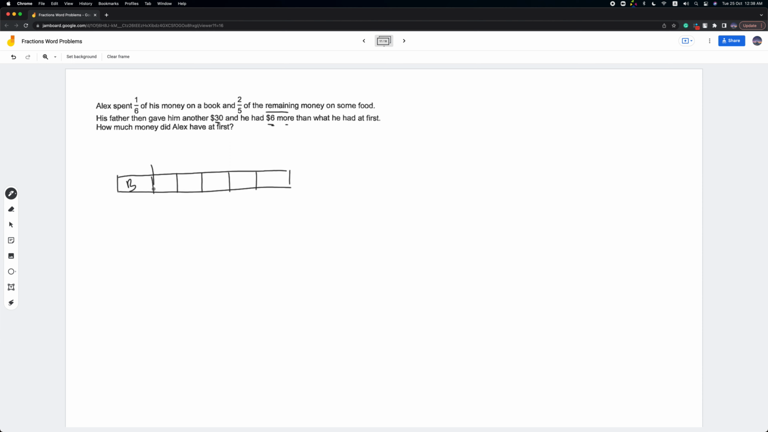Okay, now we can draw a long line and 2/5 of the remainder. Now, we don't need to do anything to the model because we already have 5 parts here. And remember, denominator is the total, and this is talking about the remainder only. And this is the remainder, and remainder is already 5 units. So we are safe. We don't need to do anything. So 2 parts of the remainder is on food. Now, his father gave him $30 and he had $6 more than what he had at first. So this part here is slightly tricky.